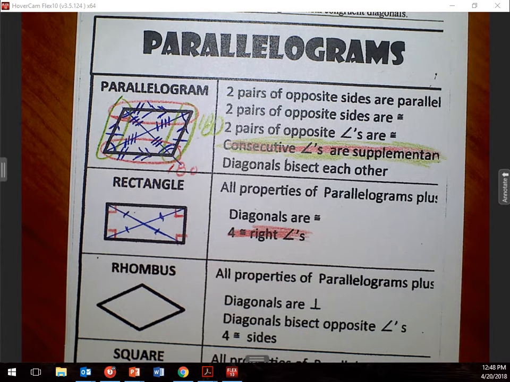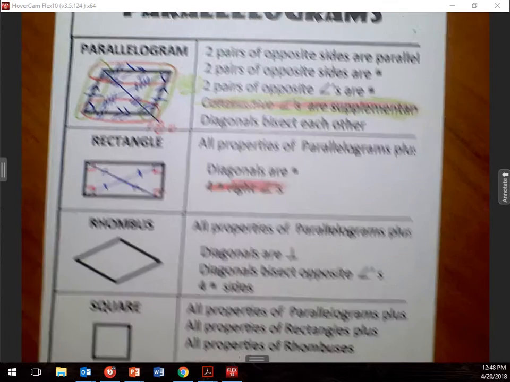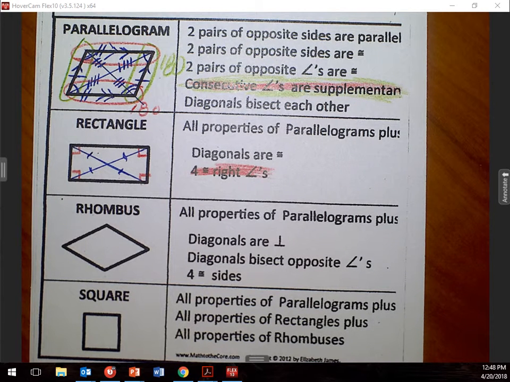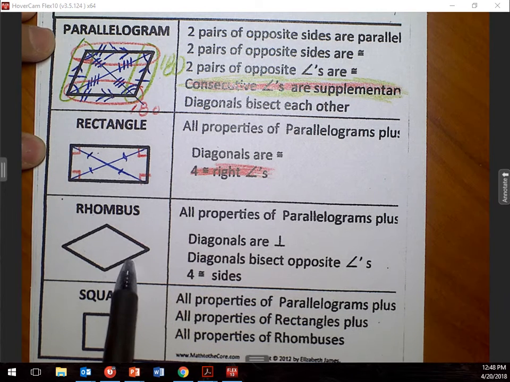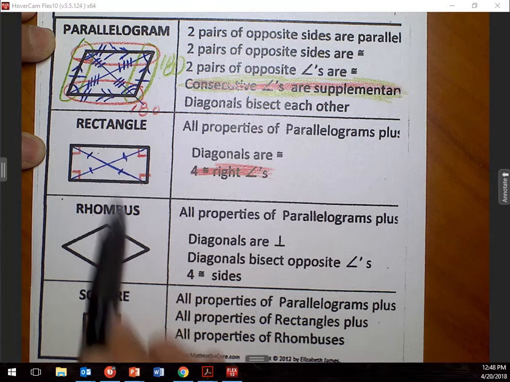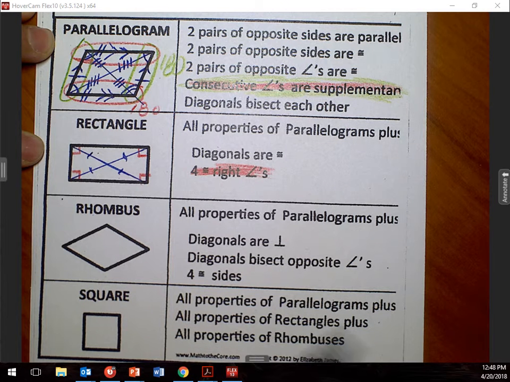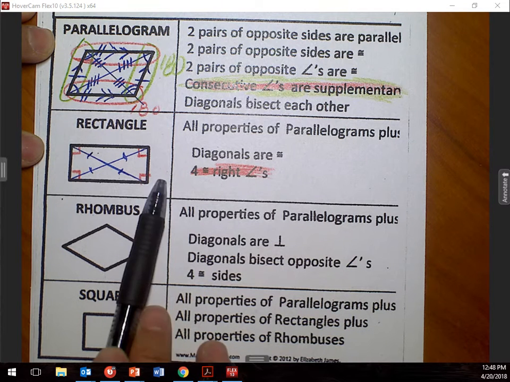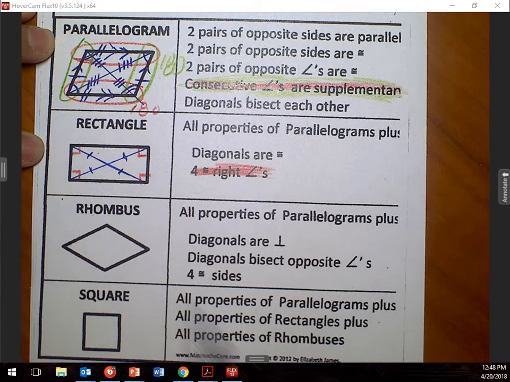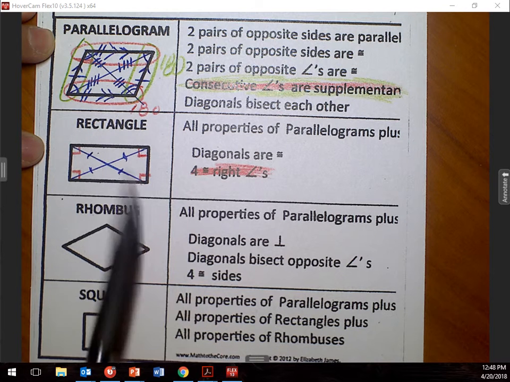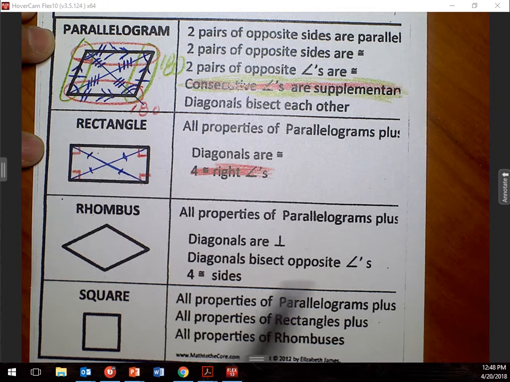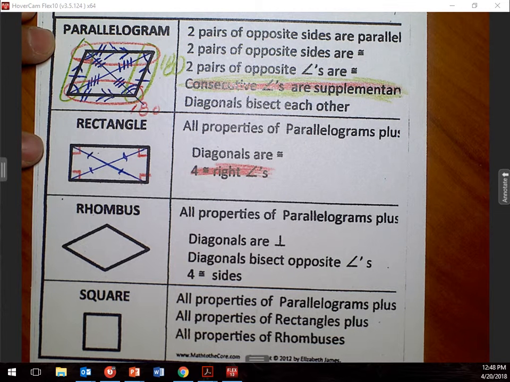Rhombus. Now, here's your question. Is a rhombus a rectangle? No. How often? Never. If you remember the chart from yesterday. It's a parallelogram though. Yes, it is a parallelogram. And how often is it a parallelogram? Always. Very good. Can I get an eraser, please?